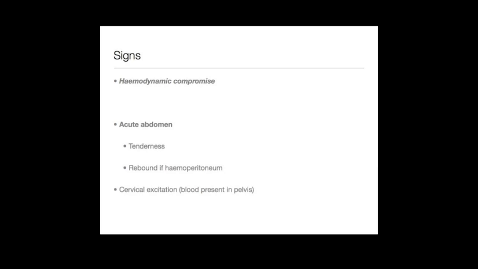So, what are the important signs of ectopic pregnancy? Well, first of all, as we've said, patients may present in extremis with severe hemodynamic compromise due to large blood loss into the abdomen. However, more commonly, they may present with an acute abdomen. There may be tenderness over the site of the ectopic, and if hemoperitoneum occurs, there may also be rebound. If blood is present in the pelvis, cervical excitation may also be present.